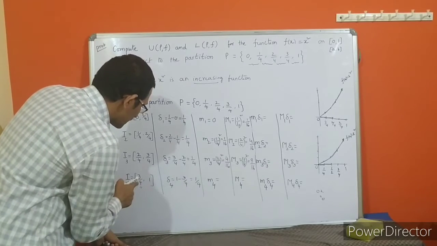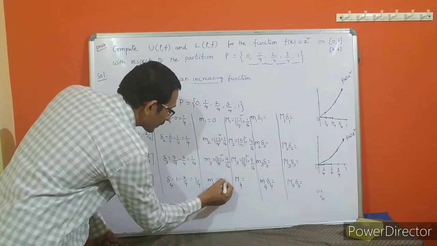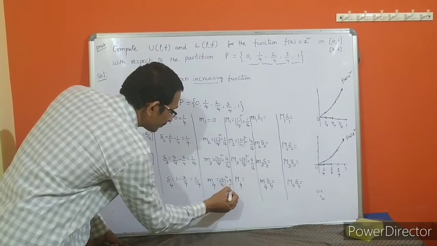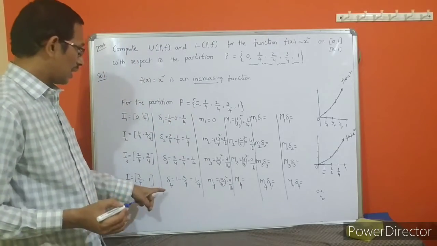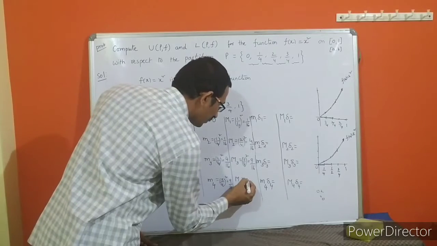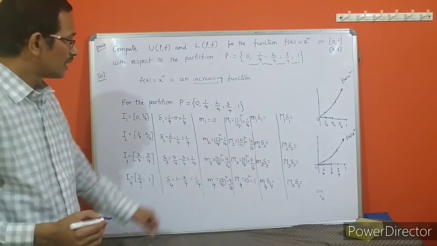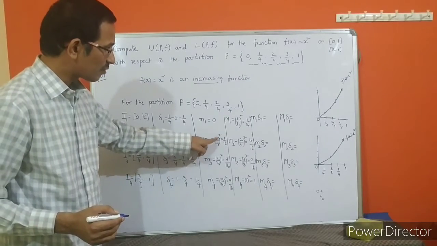To get the infimum, put the smallest value in f, that is 3 by 4 whole square, that is 9 by 16. If you want the maximum value, put the maximum value of x, 1 square, that is equal to 1. See, this is f of x, that is the x square value.